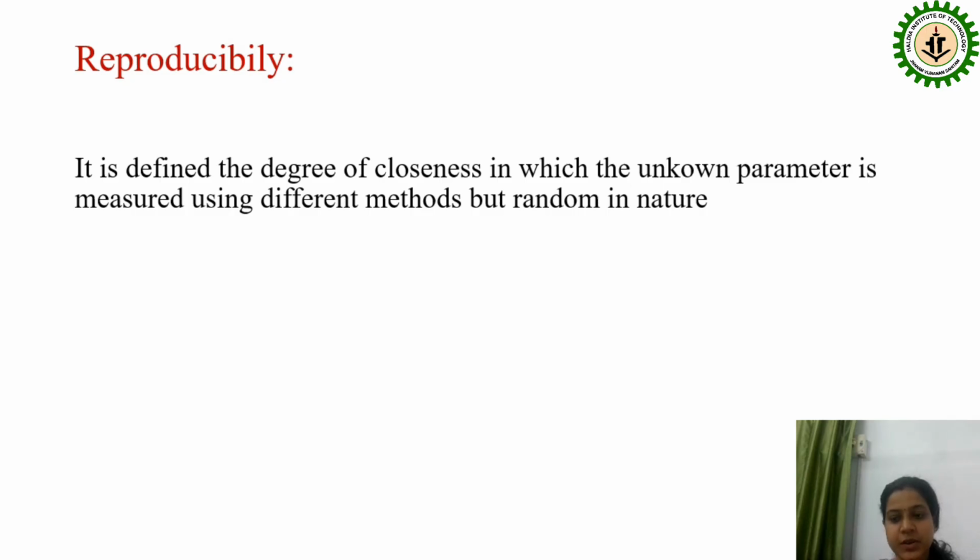Now, what is reproducibility? It is defined as the degree of closeness with which the unknown parameter is measured using different methods, random in nature. So here we perform one experiment but with the help of several methods. Each time we have to check whether the unknown parameter coming from those experiments is near the true value or not. And every time the nature may change.